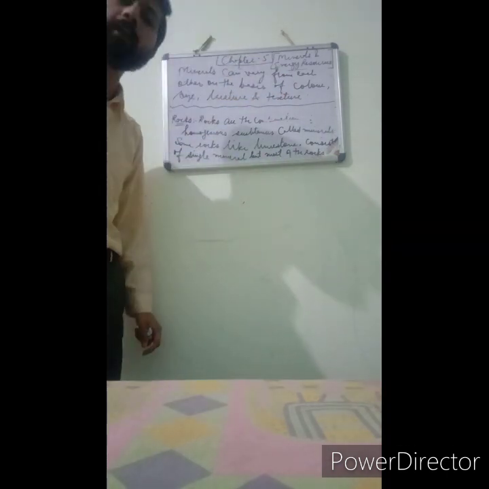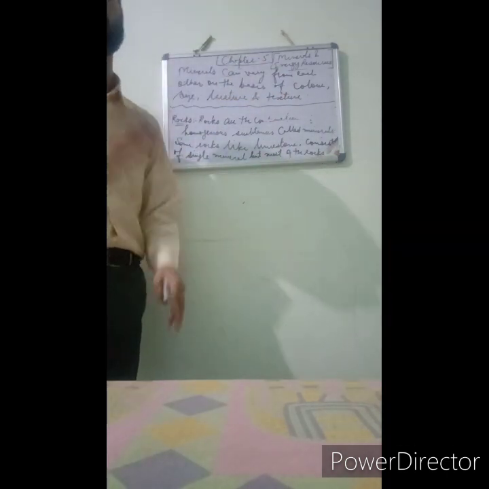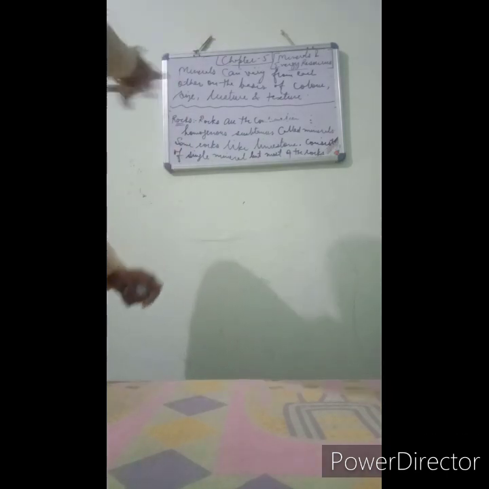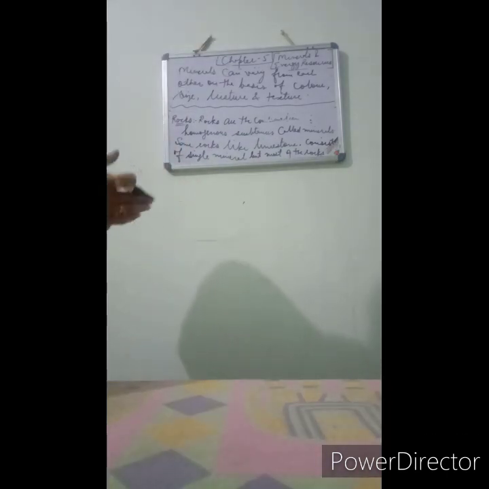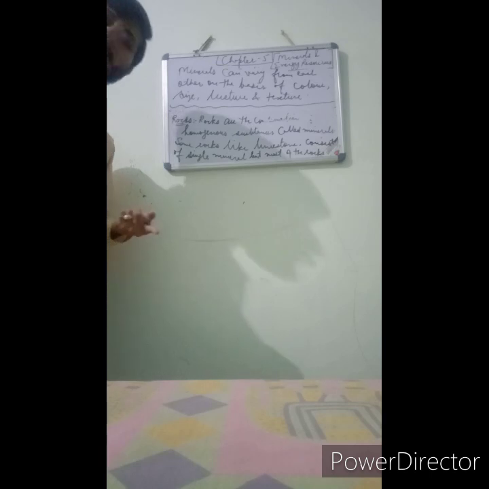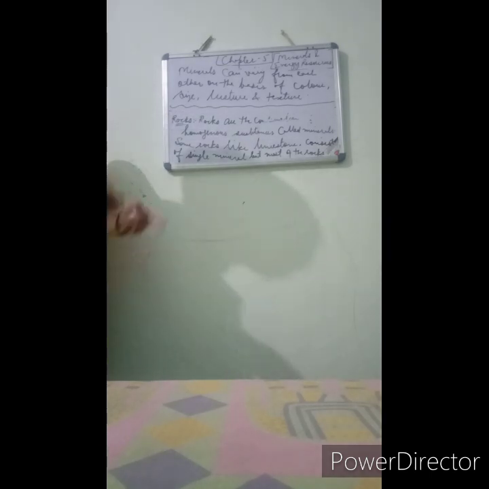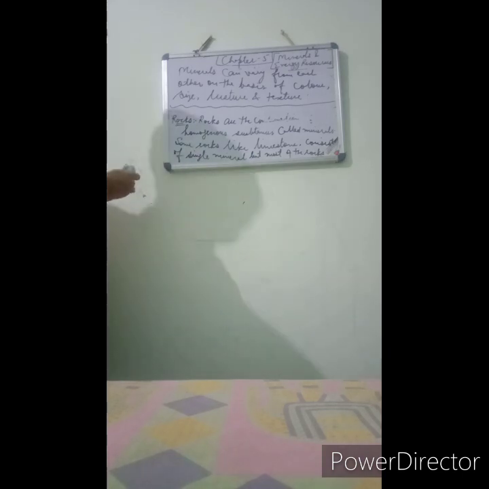So minerals can vary from each other. They can be different from each other. It is wrong to say that all the minerals are of same type, texture. No. Okay, minerals can vary from each other. They can be of different size, color, luster and texture. Okay ji. Chalo. Next.